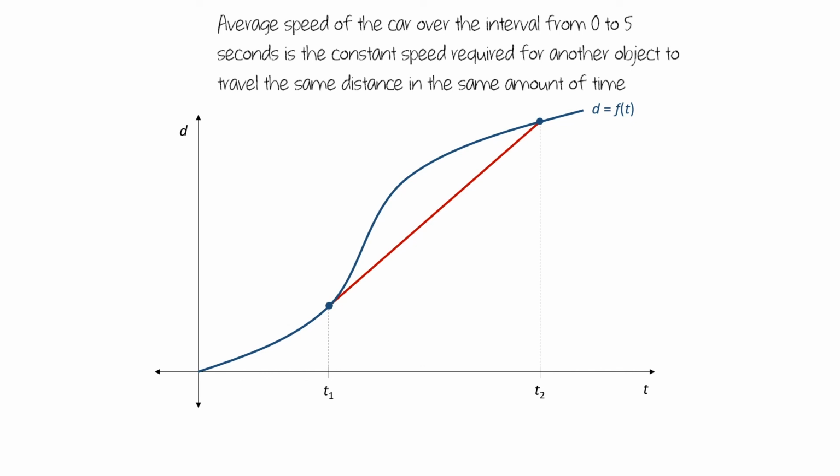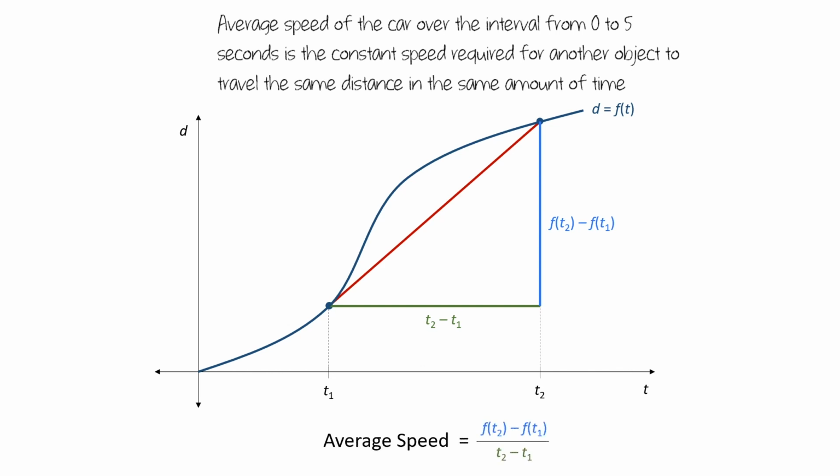We calculate this constant speed by dividing the object's change in distance by the corresponding change in time. So the average speed of the first object is given by the ratio f of t2 minus f of t1 divided by t2 minus t1.